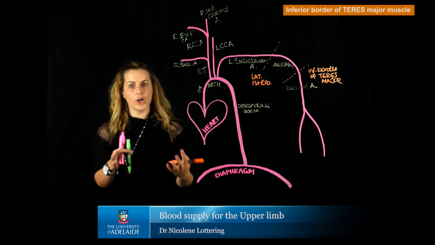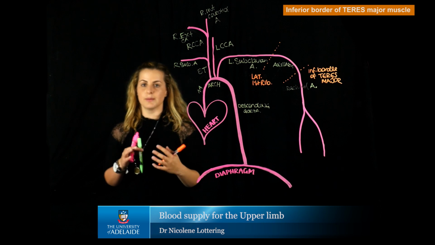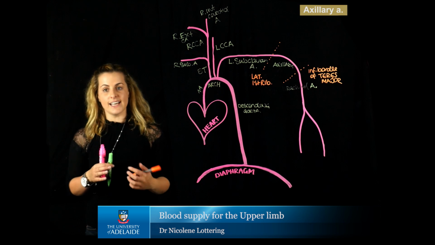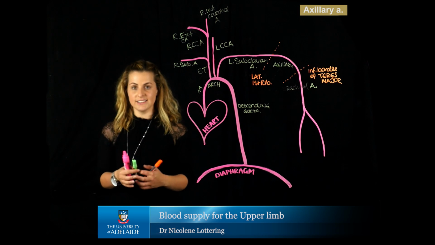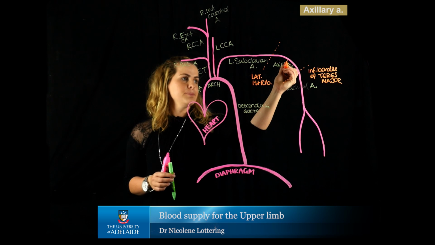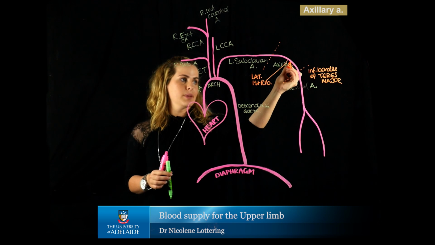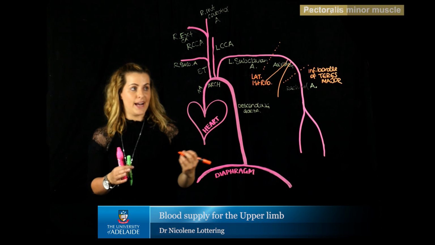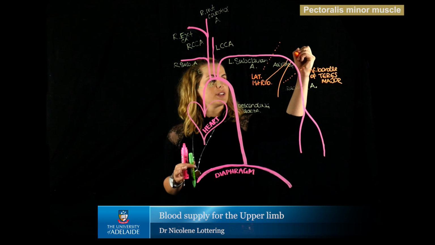Before we go any further, I just want to pay some particular attention to the axillary artery. The axillary artery is actually divided up into three parts, and this is fairly important. So just drawing on our picture here, I'm going to draw a specific muscle, and this is going to be the pectoralis minor muscle. Let's just draw this in up here.